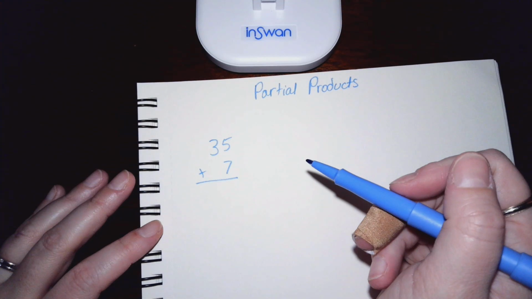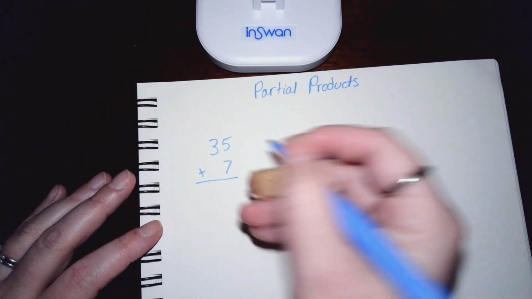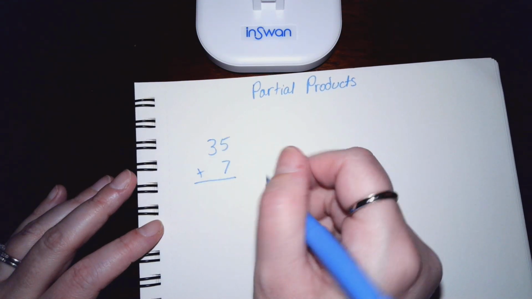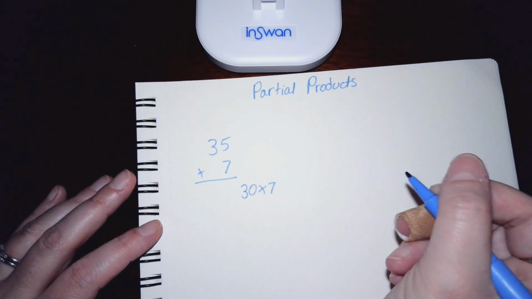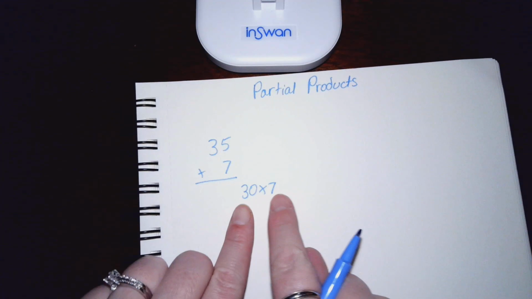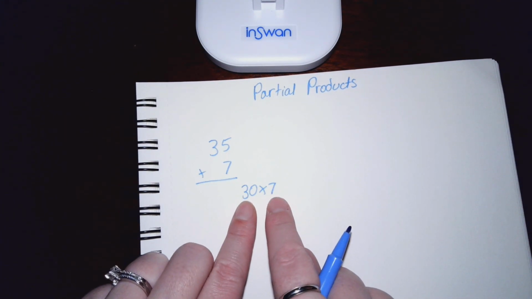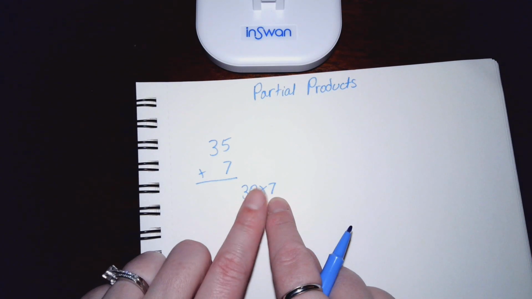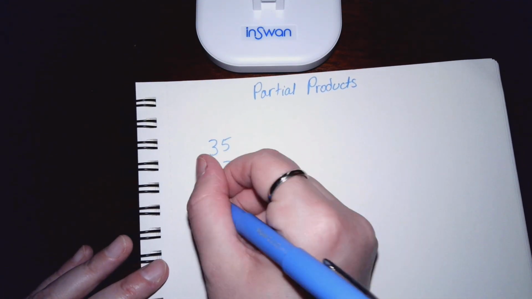So what you're going to do is you're still going to expand out your 35, because we're going to multiply our tens first. We're going to do 30 times 7, okay? So 30 times 7. Remember, we focus on the fact that it's 3 tens times 7. So 3 times 7 is 21, but because it's 3 tens, I have to add that 0, which gives me 210.